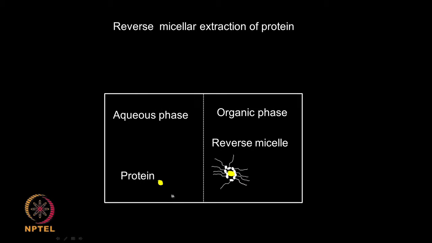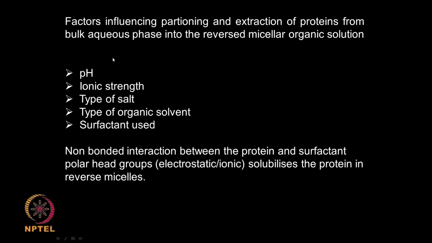Basically, the proteins are originally in the aqueous phase, and you have taken these proteins inside the organic phase. If I don't do it in a reverse micellar form, the proteins will get denatured because they have come into the organic phase. But with this type of reverse micelle, I am maintaining their aqueous environment inside the polar cavity. So what are the factors that affect this? The pH, the ionic strength, the type of salt, the type of organic solvent, the type of surfactant, and so on. There will be a lot of non-bonded interaction between the protein and the surfactant polar head groups. It could be electrostatic or ionic. If the surfactant is ionic, it could be ionic forces, and so on. These are the different types of forces that act.